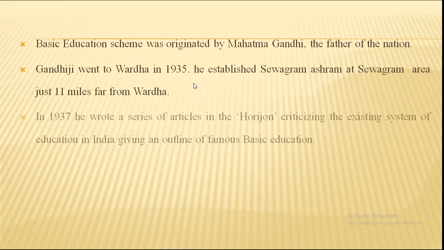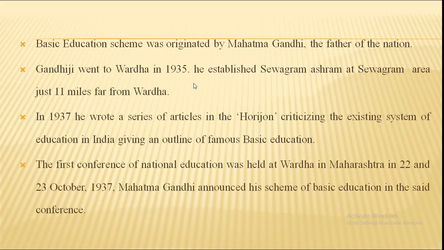In 1937, Gandhiji wrote a series of articles in the Horizon criticizing the existing system of education in India, giving an outline of famous basic education. The first conference of national education was held at Wardha in Maharashtra on 22nd and 23rd October 1937. Mahatma Gandhi announced his scheme of basic education in the said conference. Okay, so you have to focus on it.